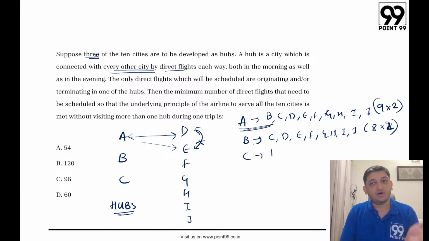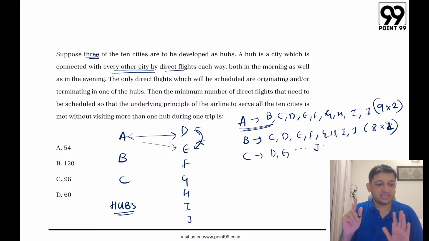Similarly, C or B already connected hai. C and A are already connected. So from C we will have flights that will go to D, E, F, G, H, I, J. So either they will go to D, E, F, G, H, I, J, or they will come back from D, E, F, G, H, I, J. ठीक है? So 7 into, तो कितने हो गए total?